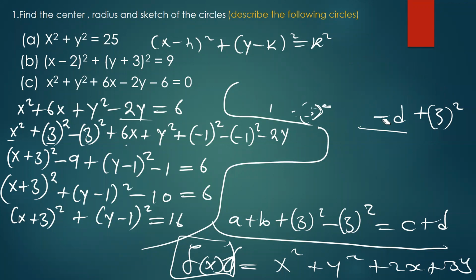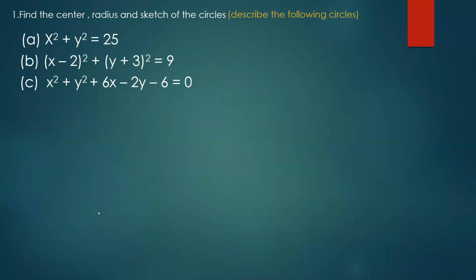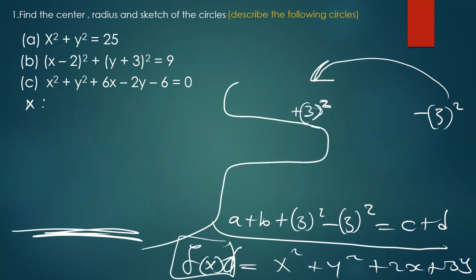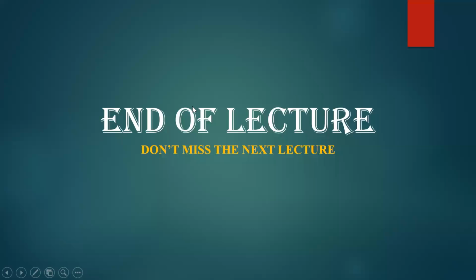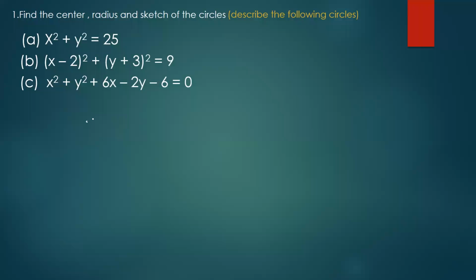So let's just finish describing the circle. After finding out that this is a circle, the only thing remaining is to find the center, the radius, and sketch the circle. So we have x plus 3 and y minus 1. Sorry for that. So the equation was x plus 3 squared plus y minus 1 squared is equal to 16.